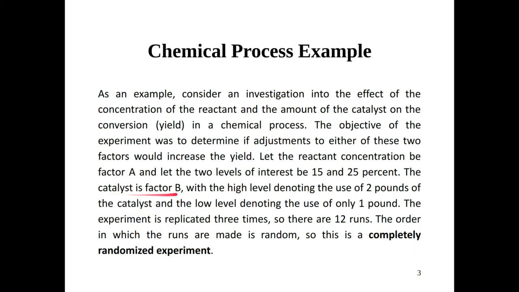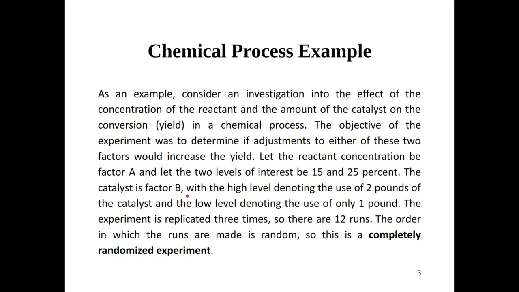The catalyst is factor B. First, let's talk about the factor A levels. Factor A has two levels, low level and high level. So, what is low level in this case? Let's say 15% reactant concentration we call the low level, and 25% reactant concentration is the high level of factor A.